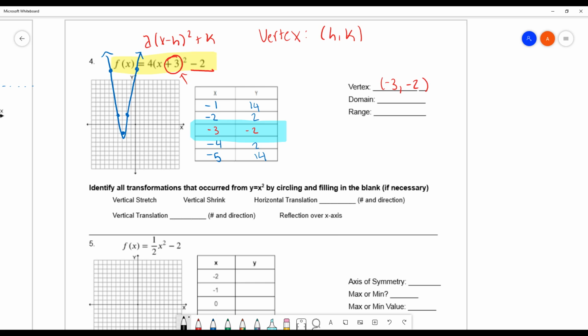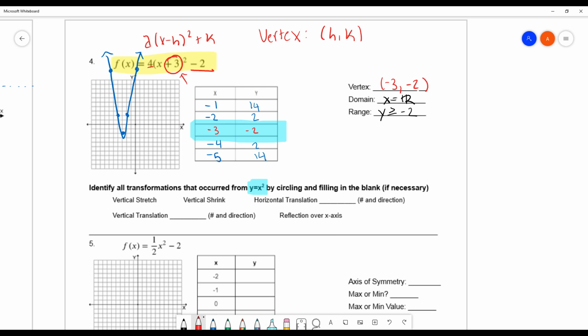The domain of this is going to be the same as it is for all the parabolas we've been looking at so far. X equals all real numbers. And then the range is going to be everything that's bigger than -2. So y is everything that's greater than or equal to -2. The last thing we need to do is talk about the transformations from the parent function, which remember the parent function is this thing right here. And we can do that just by looking back at our original equation.